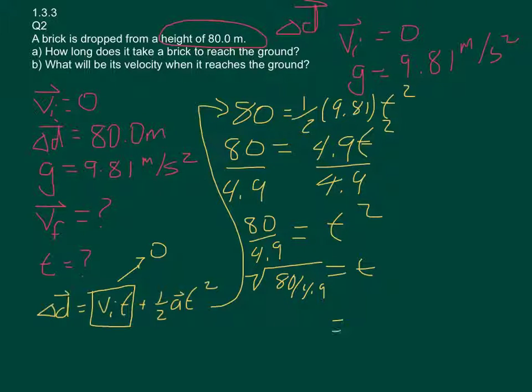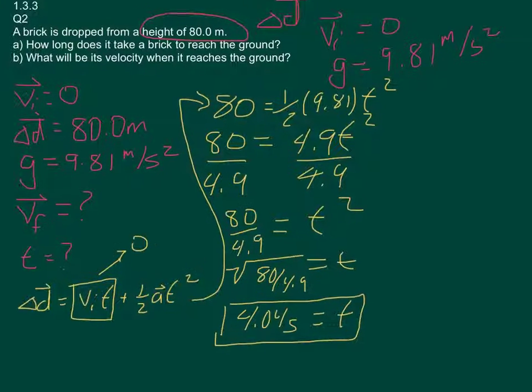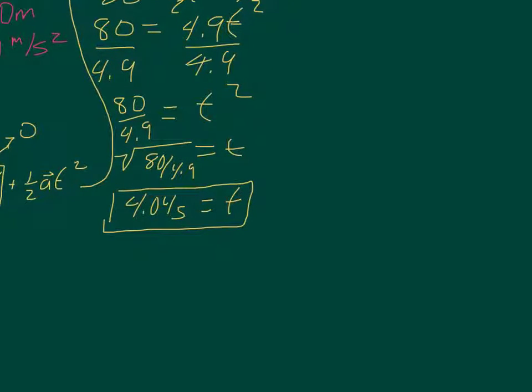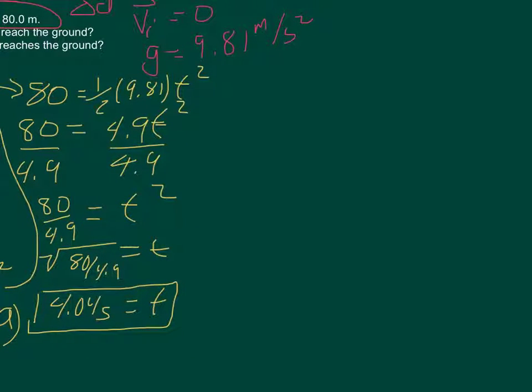And that will kick out at 4.04 seconds. So it'll take 4.04 seconds for the brick to reach the ground. That's part A. Let's make that A right there. I still want to move this over like this. Okay, let's go to part B.